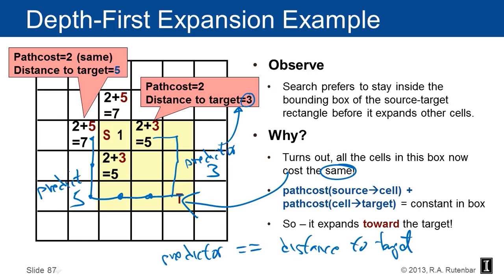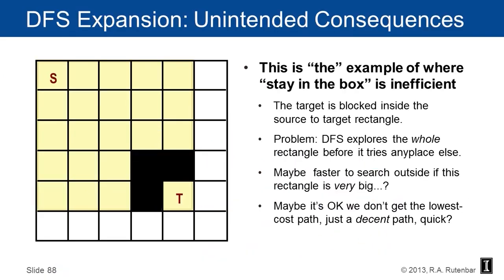That's just in this simple case with unit cost grids. When you have complicated costs in the grids and other things going on, it's not so clear. But in this most simple of examples, where it's unit cost and the predictor is just the distance to the target, it wants to expand everything in the yellow box first. That's kind of what you wanted, except there are some classical cases when it's not what you want.